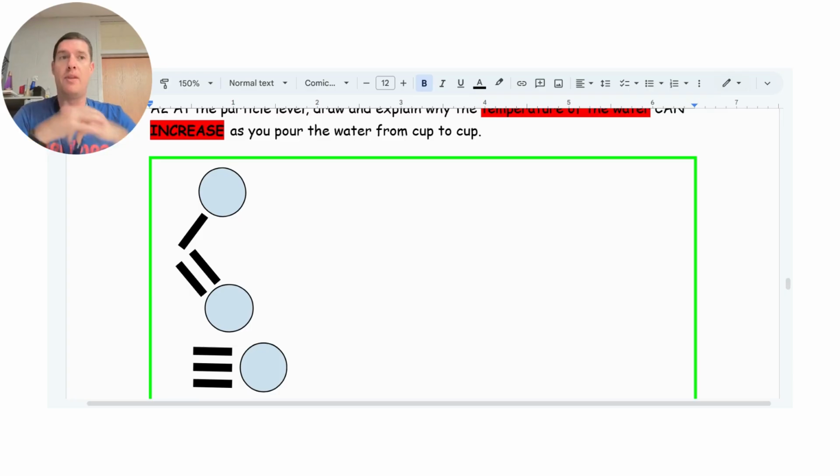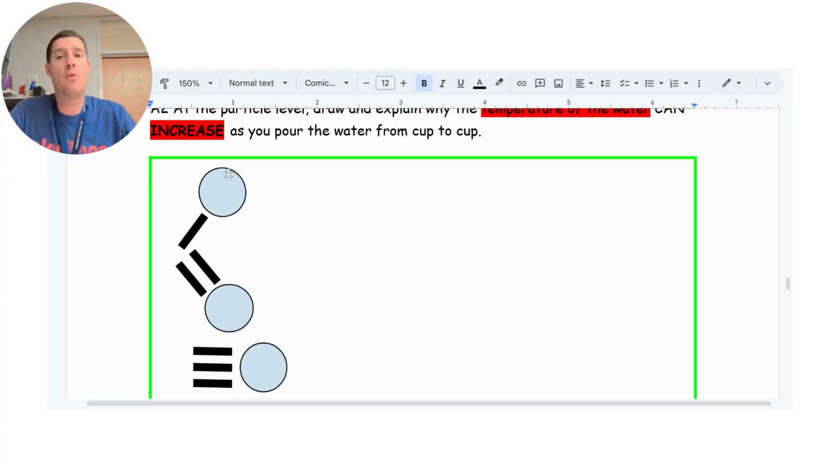Is the air temperature 32 degrees? Is the air temperature 0? No, the air temperature is like a comfortable 71, right? But these water particles that were in the ice container, they're very, very cold. So when you pour them through air, the collisions still happen, but it's the air that transfers its energy to the water particle.